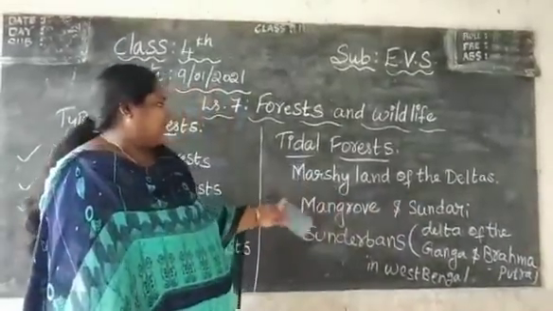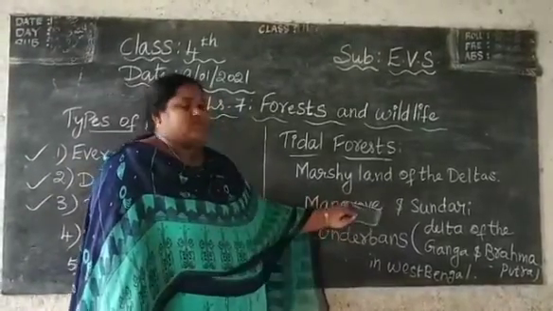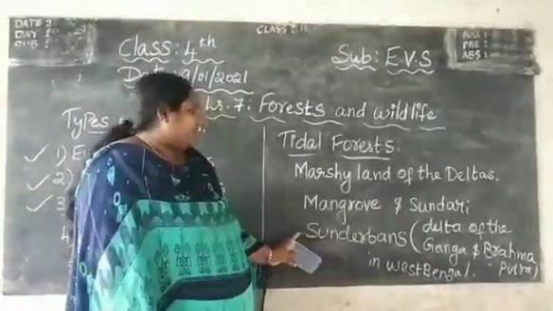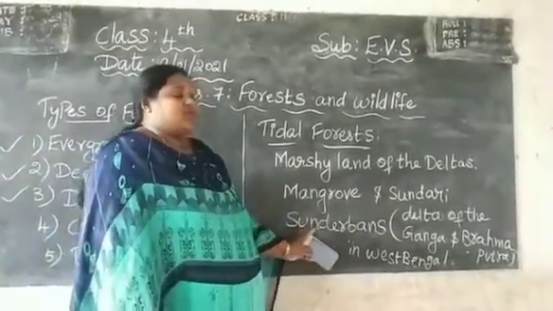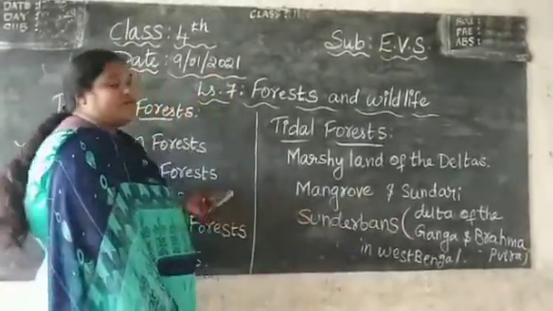So this is our tidal forest. It is found in the marshy land of the deltas, and mangrove and Sundari trees grow here more. And this forest in West Bengal is called Sundarbans because of the Sundari trees found here. These are our types of forests.